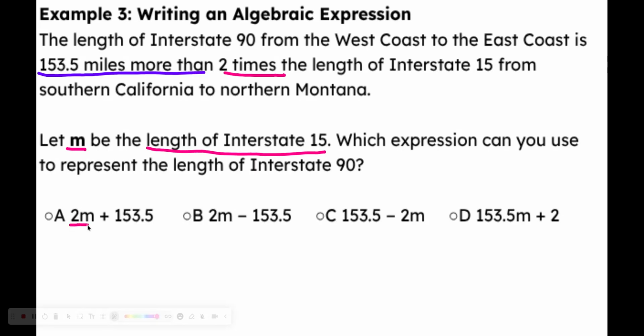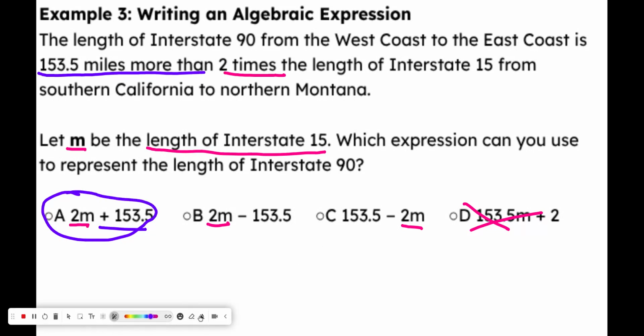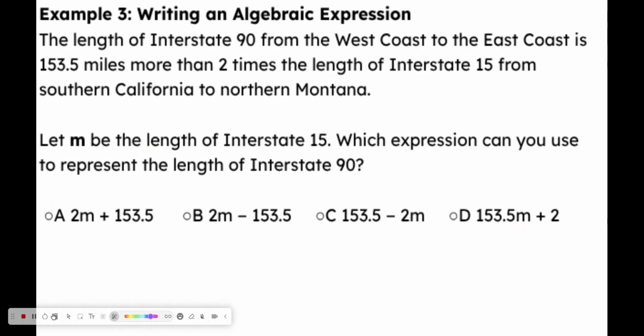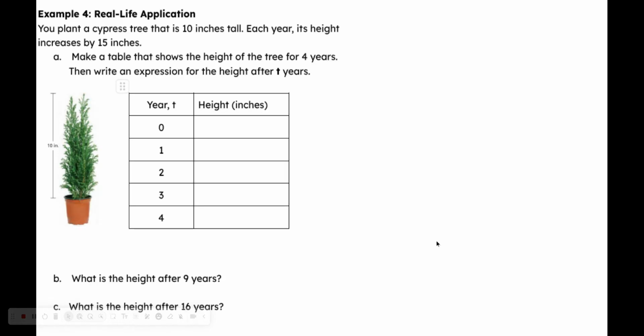So that means it could be this one, or this one, or this one, but not this one because I'm doing 2 times m. And then if it's 153 miles more than, that means I am adding. So the correct one is A. And we don't even have to solve this. We're just choosing which expression matches.